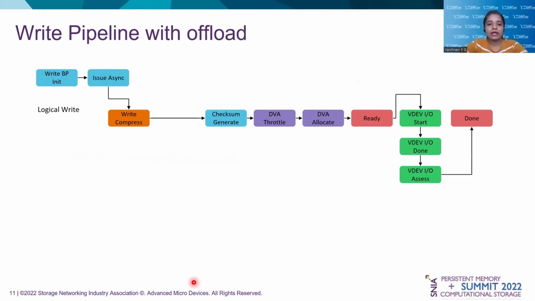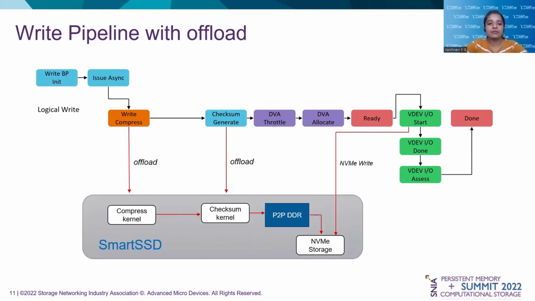Now let's go back to the write pipeline and see how SmartSSD can be used to offload some of its stages. As seen here, we offload the compression and checksum calculation to FPGA kernels on the SmartSSD. Also, the compressed data is stored on the FPGA DDR, and this buffer is moved to NVMe storage directly during disk write stage of the pipeline.